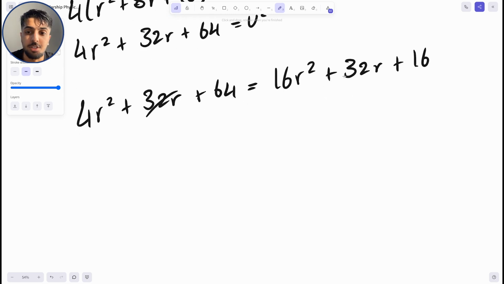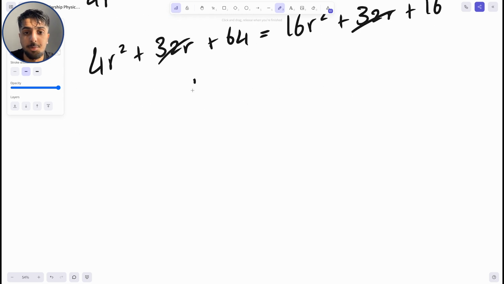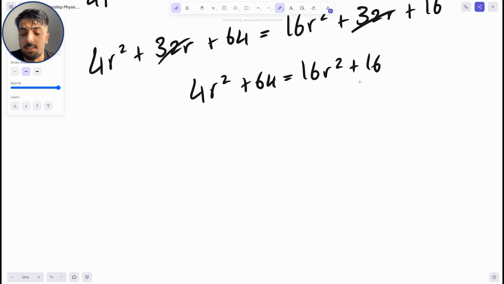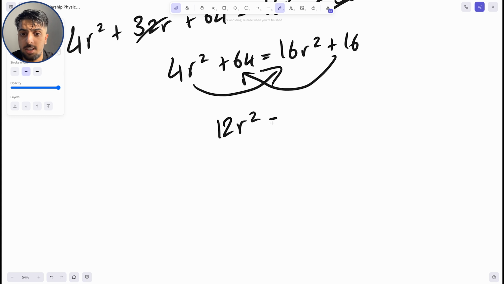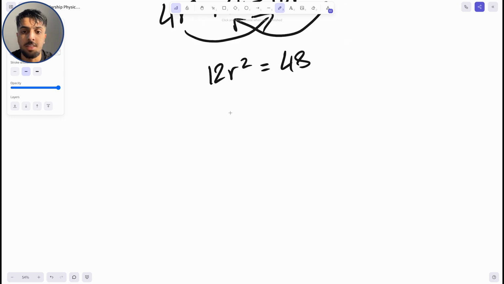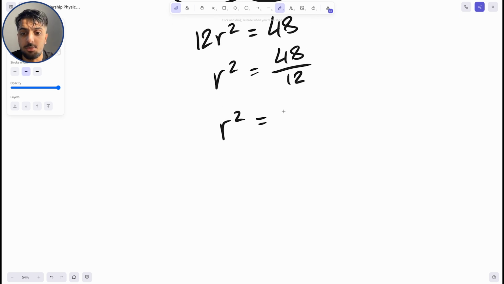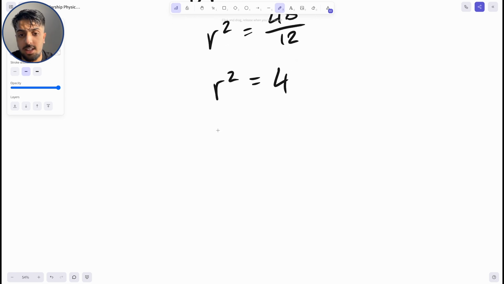Now we can cancel the 32R on both sides, and we get 4R squared plus 64 is equal to 16R squared plus 16. Now subtracting the 4R squared and subtracting the 16, we get 12R squared is equal to 48. Therefore, our R squared is equal to 48 divided by 12. Therefore, our R squared is equal to 4 ohms squared, and so our R is equal to 2 ohms.